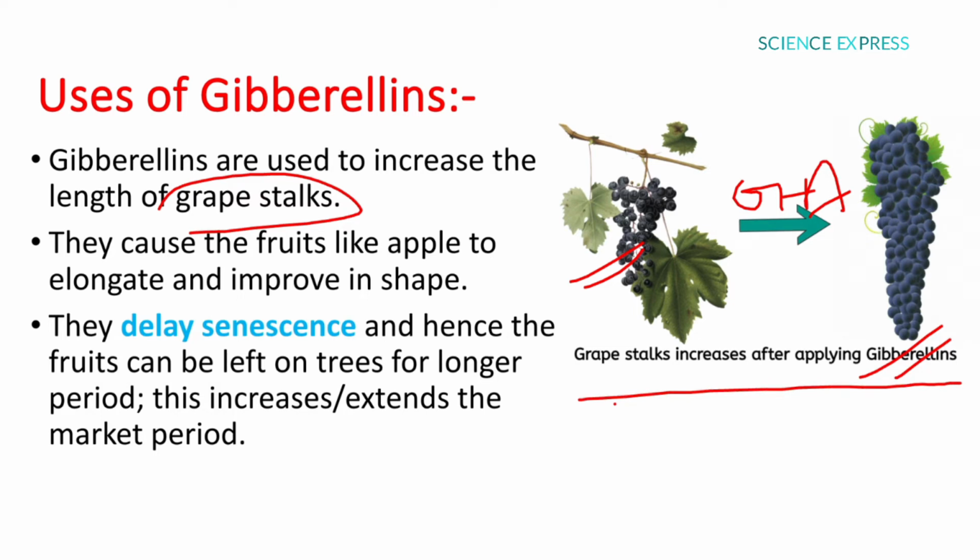They cause fruits like apple to elongate and improve shape. So the apple shape increases after applying gibberellic acid. They delay senescence and hence the fruit can be left on the tree for a longer period. This extends the market period. Clear? Senescence means loss of the cell's power of division and growth. So gibberellin delays senescence. Clear?